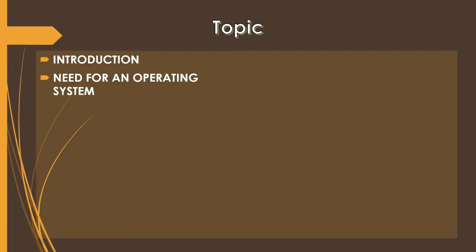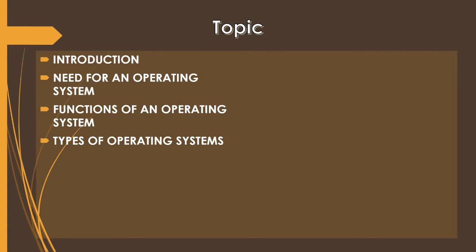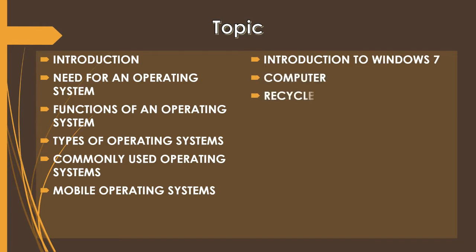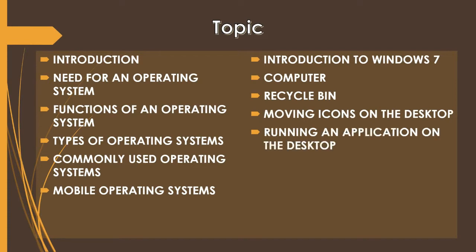Today from this chapter we are going to cover these topics: introduction, need for an operating system, then functions of an operating system, types of operating systems, commonly used operating systems, and then mobile operating systems, introduction to Windows 7, the computer, the recycle bin, moving icons on the desktop, running an application on the desktop, and basic components of a GUI. These topics we are going to cover today.